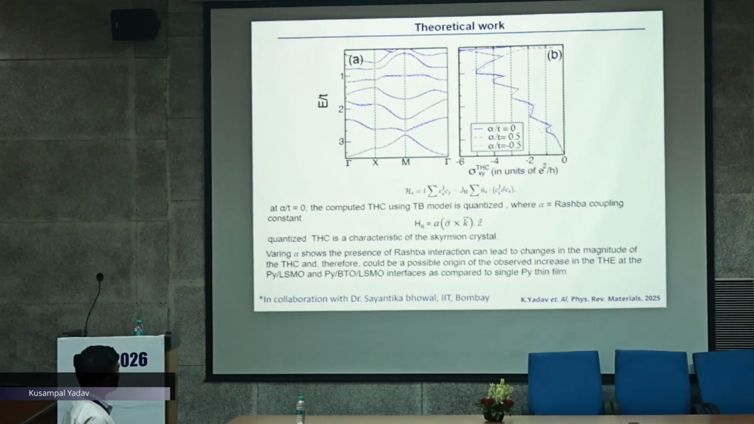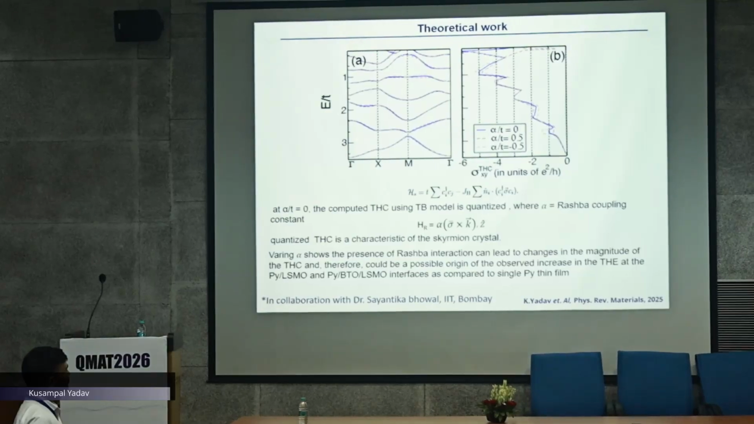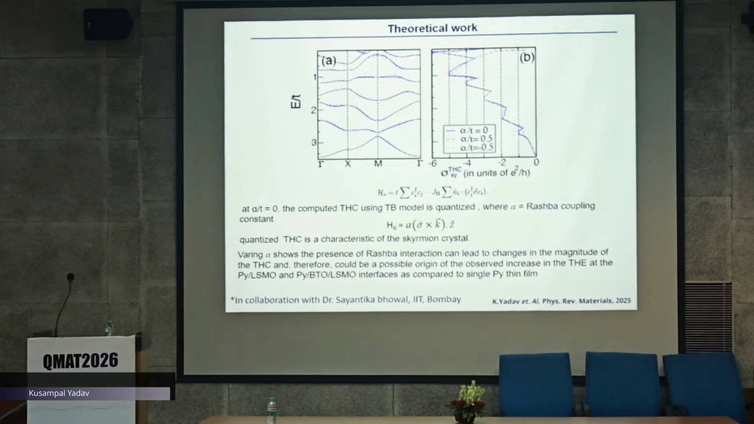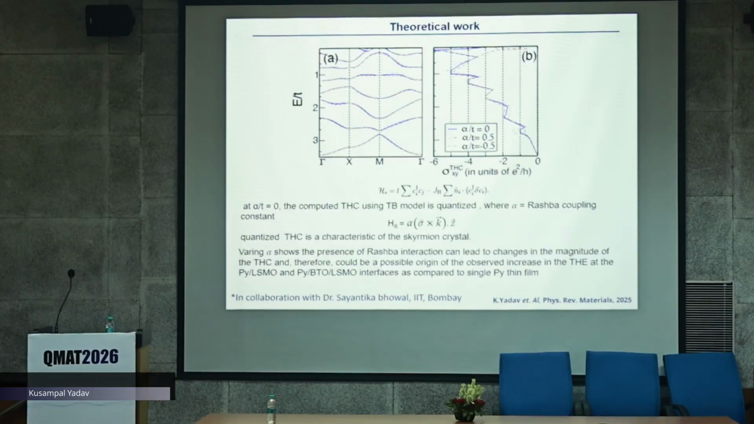Then to understand this effect, we have collaborated with Dr. Sayantika Bhowal, and using the tight binding model, they have calculated the topological Hall conductivity, which is quantized in nature, which shows the Chern crystal. And then what they have done is that they have introduced the Rashba spin orbit coupling, which tunes this topological Hall conductivity. So this shows that the increase in the topological Hall conductivity in the heterostructure can be due to this Rashba type of spin orbit coupling.